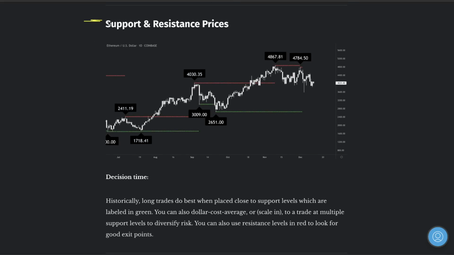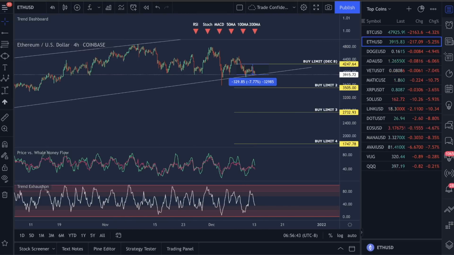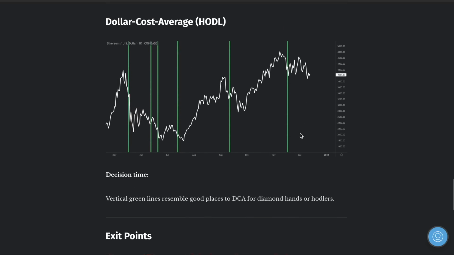Taking a look at support resistance prices real quick. Guys, that drop that I'm looking for is at $2,700. I'm not going to change that sentiment. It's actually a very strong structure support. It's where we can be heading down, okay? Coming down here, dollar cost average entries.